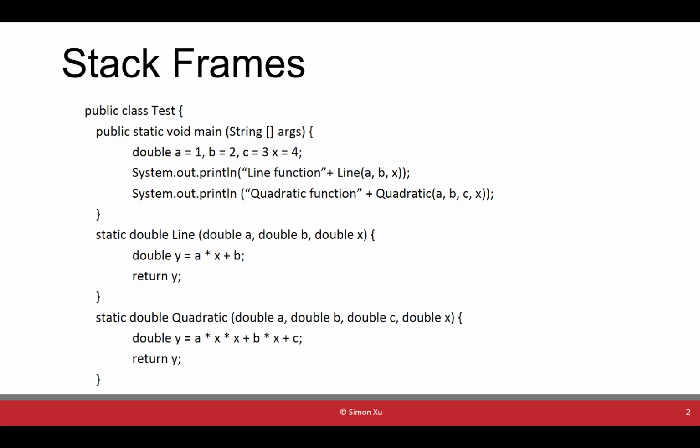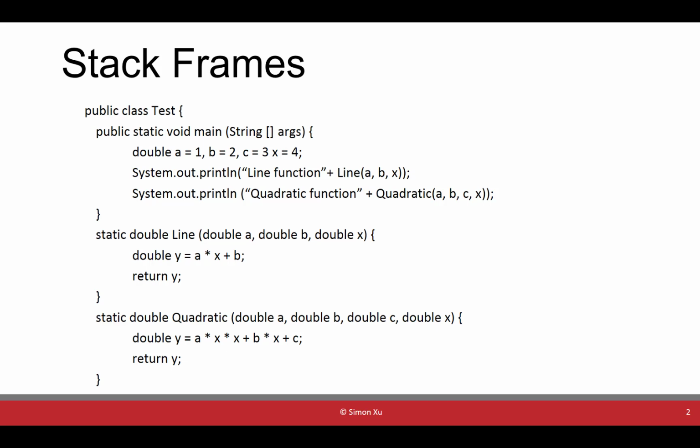When the compiler is running the main method, a system stack frame will be created for the main method, which is used to store the local variable values, the parameters, the method return value, and the return address.